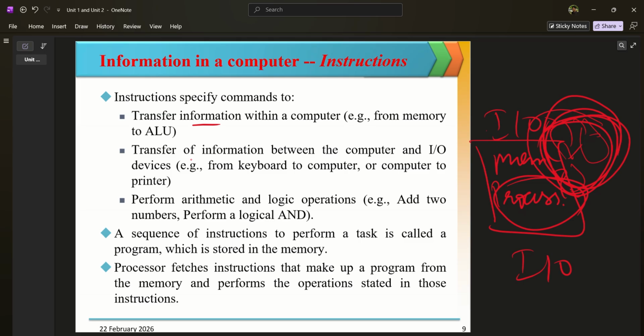Whereas when there is a line of instructions which are related to one another and performed one after the other, those are called a program, and those are stored in the memory. The processor fetches the instructions that make up the program from the memory and performs the operations stated in those instructions one by one, going through the entire program. So that's what is happening.